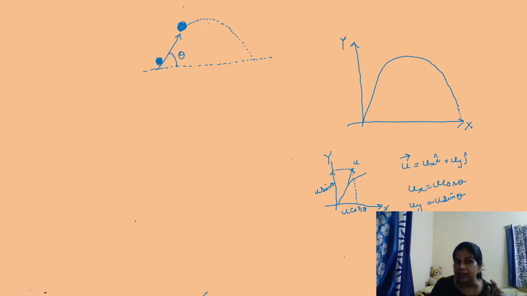Suppose this is one ball and you are present here. You throw this ball with a certain angle with the horizontal. What happens? The ball moves to a certain height. Then after some time, the ball falls back to the ground. So this is all about the basic concept of projectile motion.